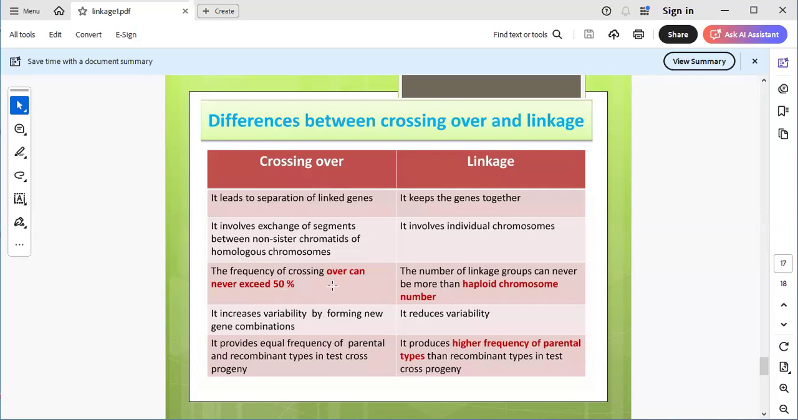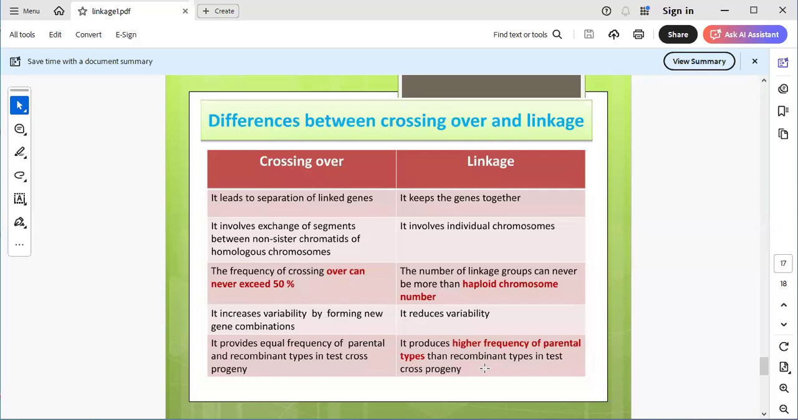This is very, very important. In the CSIR examination, under 2 marks, this question is asked: in any organism, the crossing over percent is never beyond 50%. We can't expect more than 50%. It is always below 50%. The number of linkage groups can never be more than the haploid chromosome number. Crossing over increases the variability by forming new gene combinations. Linkage reduces the variability. It provides equal frequency of parental and recombinant types in test cross progeny. Linkage produces a higher frequency of parental types.